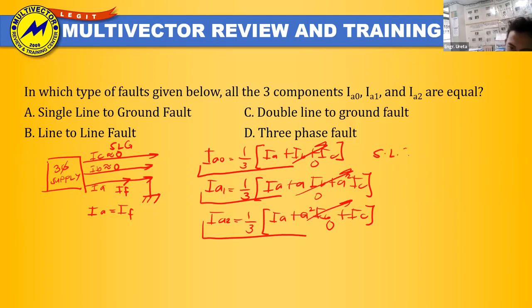Of course, for line to line fault and three-phase fault, three-phase fault is also known as the symmetrical fault natin. So wala tayong zero sequence yan. Wala tayong value, or zero yung value, ng zero sequence saka negative sequence natin. Okay? Next.